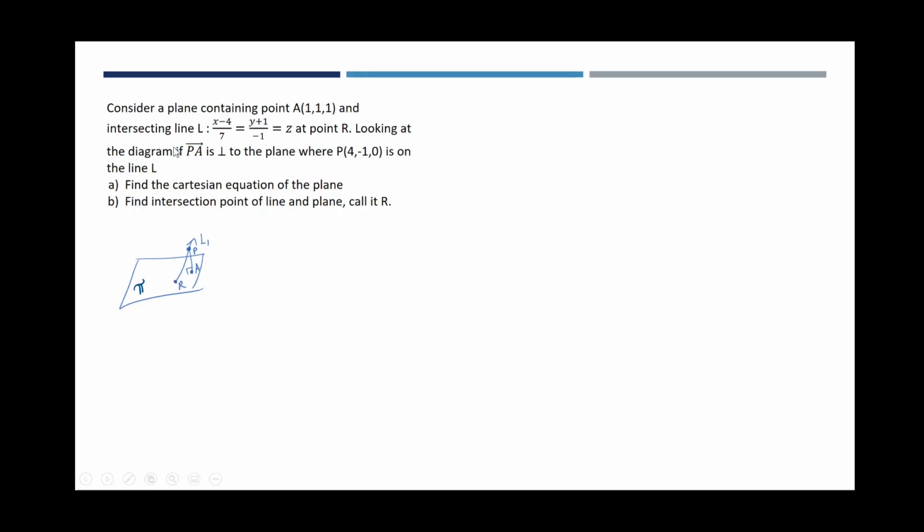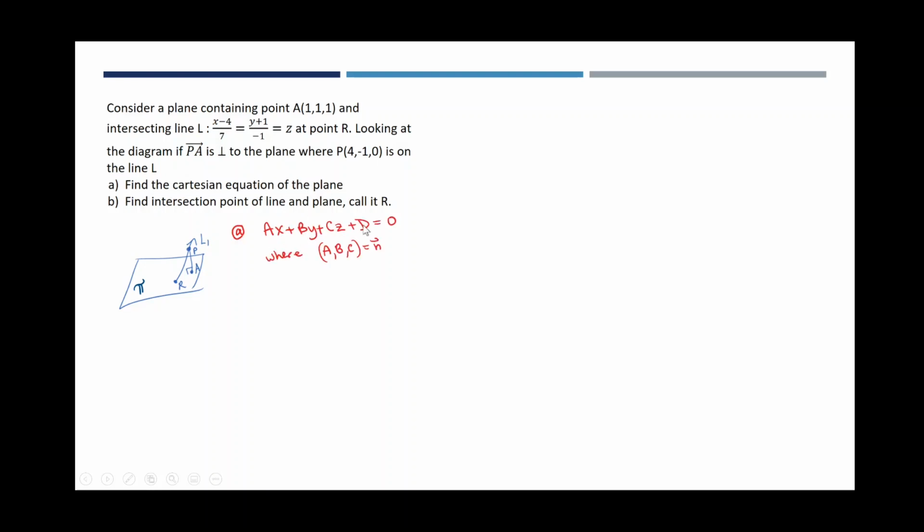Looking at the diagram, you are told, part of the question, that PA is perpendicular. So this is a symbol for perpendicular to the plane. Okay, so PA is perpendicular to the plane. And you're also told that this particular point happens to be on the line provided as well. Part A, find the Cartesian equation of the plane.